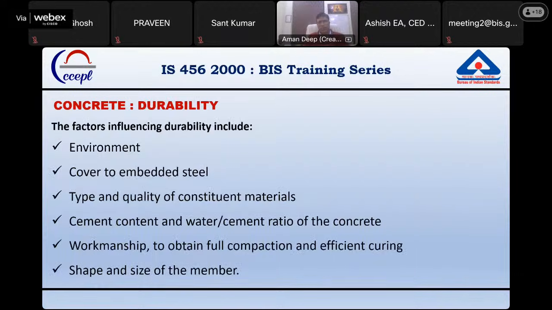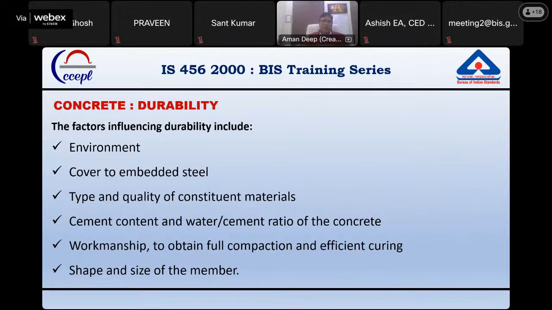Now, coming to the durability requirements given in IS 456. There are various factors which can affect concrete durability. An important factor is the environment. The environment may be normal, or the environment may be harsh.